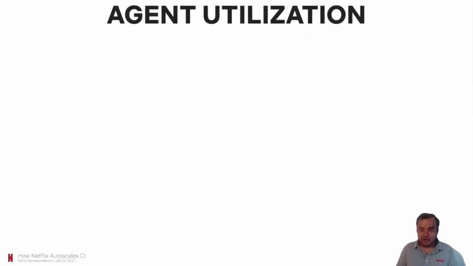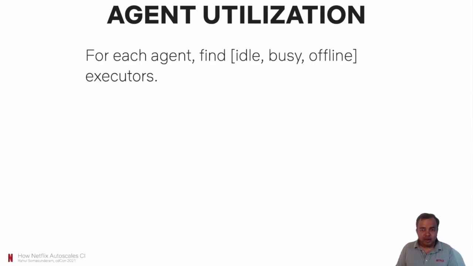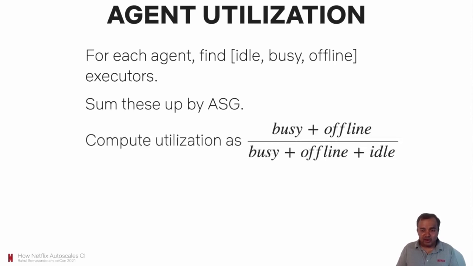Agent utilization is possibly the most relevant metric for Jenkins. You have some number of executors. Of them, some subsets are busy, idle, and offline. You will need to group these by ASG. Once you have that, you can compute utilization easily. We use this formula.